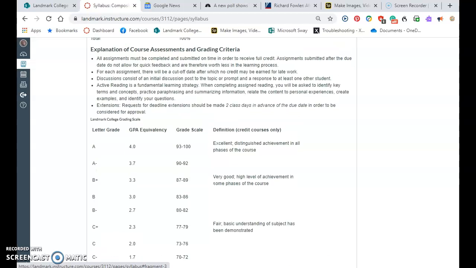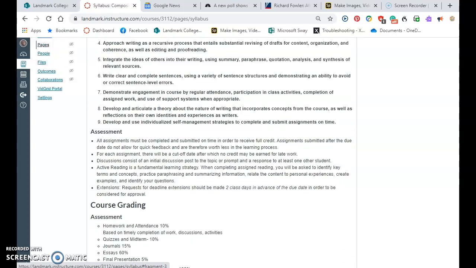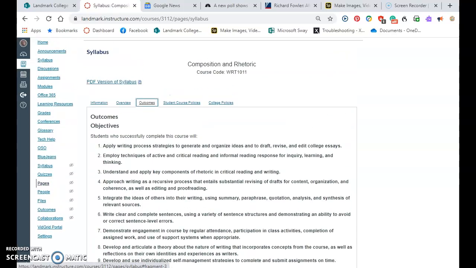Again, I'm saying it's possible to get extensions, but I'm not crazy about giving them. I'd rather have you turn in something and then do some more work on it, and that way you know you'll get full credit for it, and you'll be able to make it as strong as you need it to be with a little bit of extra time.